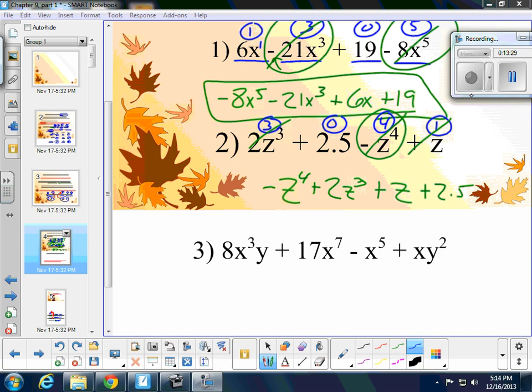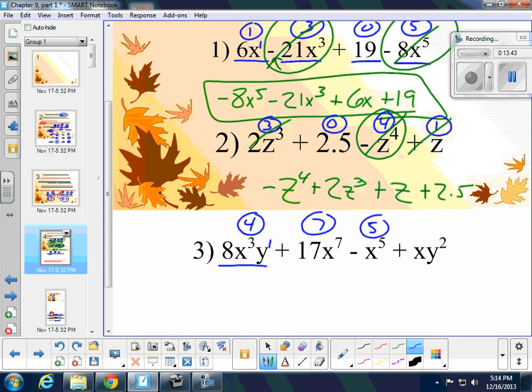Go through one more here together. This first term, 8x to the third y. Again, the y would have an exponent of 1. So this would really have a degree of 4 when I add those two together. 17x to the seventh would have a degree of 7. X to the fifth would have a degree of 5. And xy squared, again, will have a degree of 3, because there's that exponent to the x's to the first power, really. So I add them together and get 3.